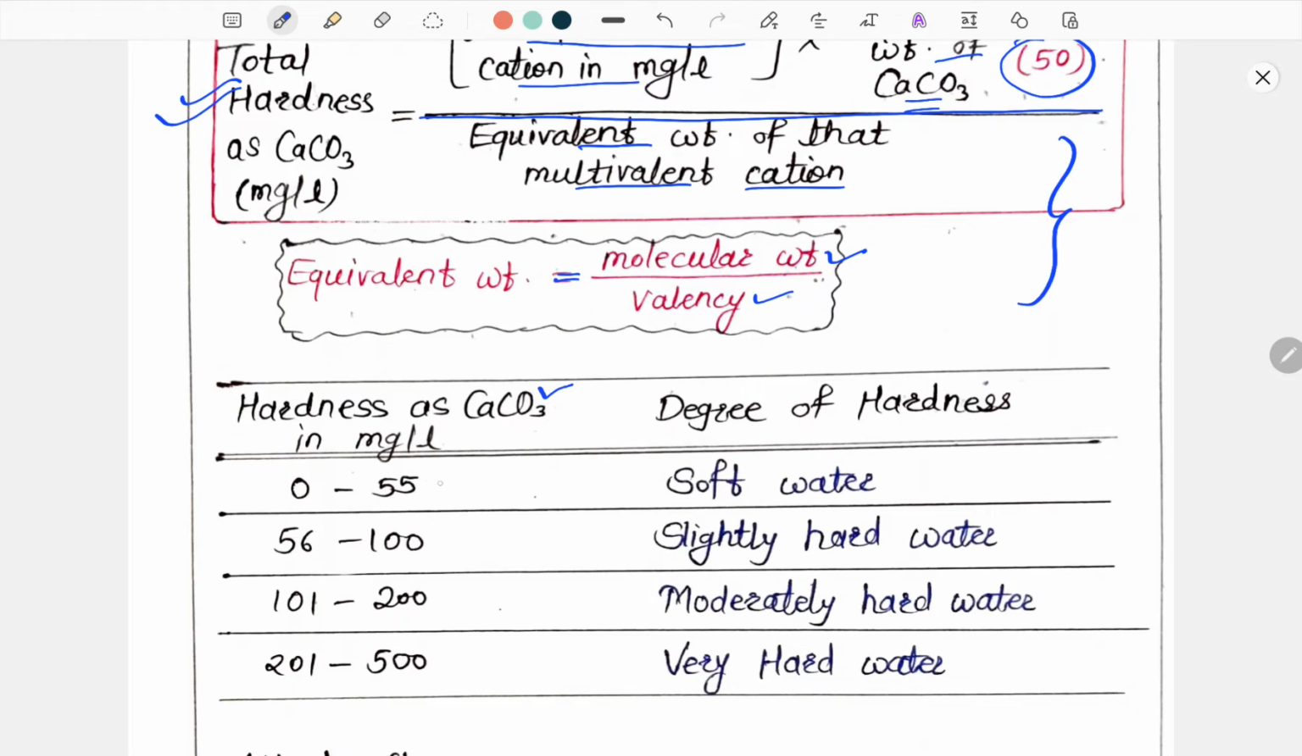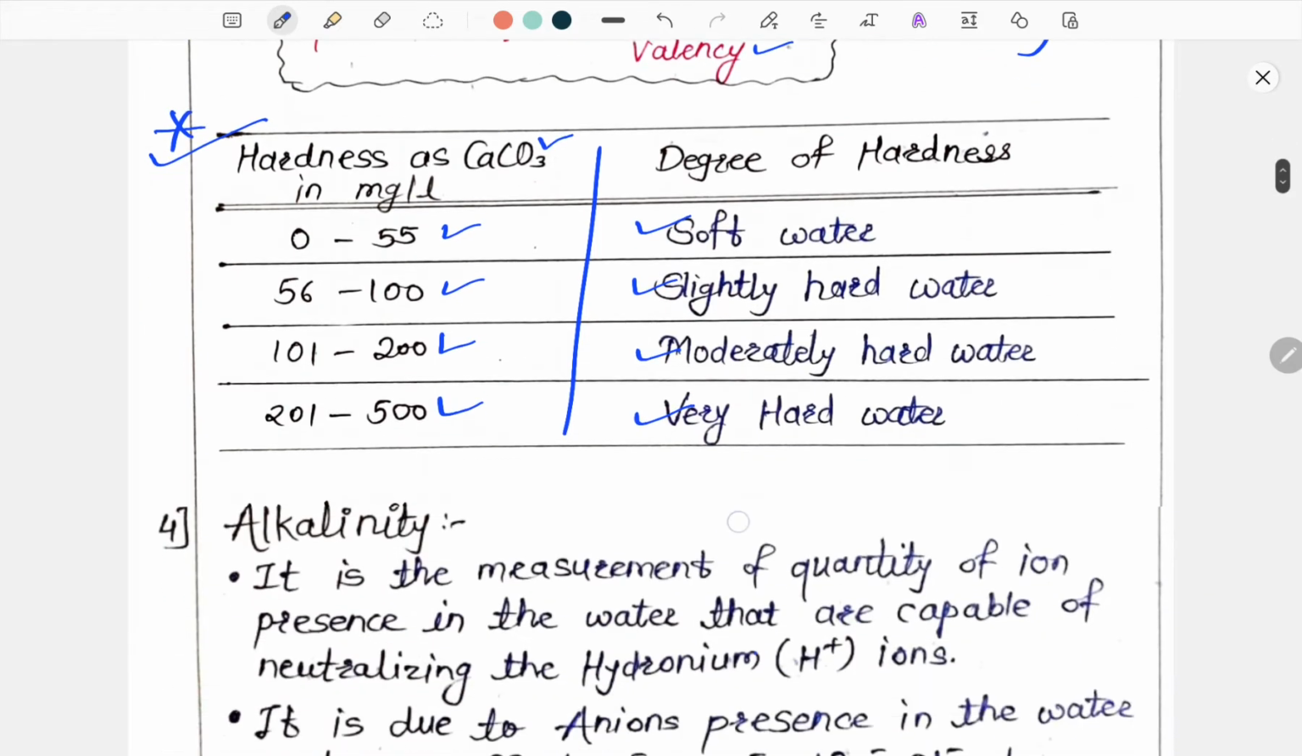Now we will discuss hardness as CaCO3 in mg per liter and degree of hardness. If hardness is between 0 to 55, it is soft water. If between 56 to 100, it is slightly hard water. If between 101 to 200 mg per liter, it is moderately hard water. And if between 201 to 500, it is very hard water. So remember this table properly.